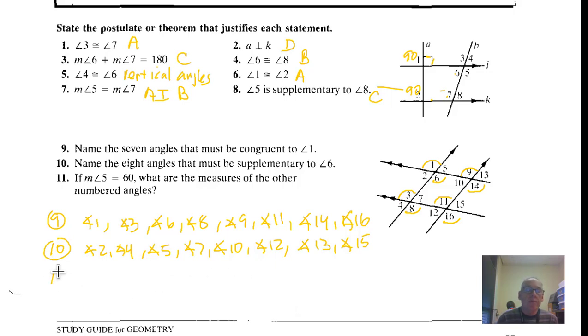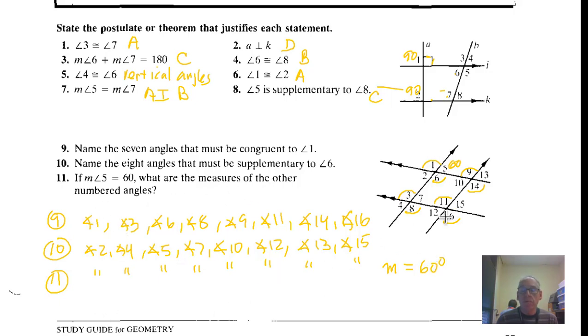Let's look at number 11. So if the measure of angle 5 is 60, so let's throw a 60 in there. What are the measures of the other numbered angles? Well, all the angles that are congruent to angle 5 are going to be 60s. And the angles that are congruent to angle 5 are the ones that we just marked in 10. So these same angles, angle 2, angle 4, angle 5, angle 7, 10, 12, 13, and 15, are all going to have measures equal to 60 degrees.